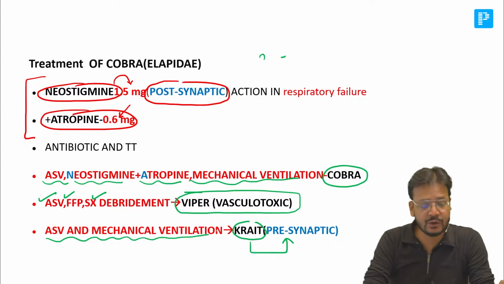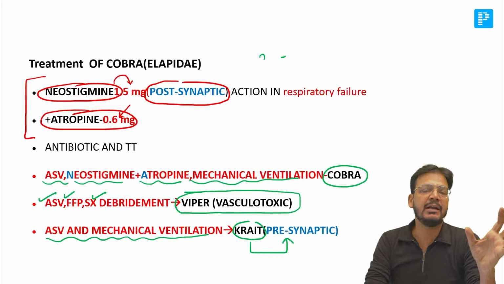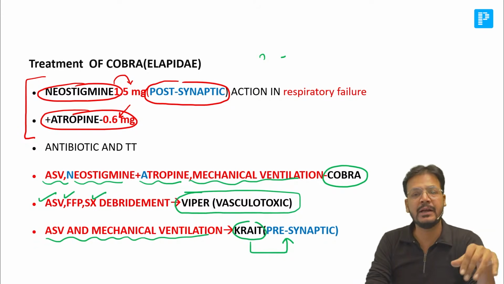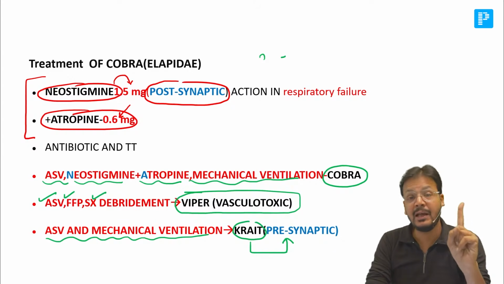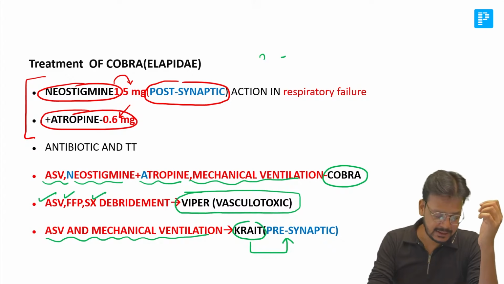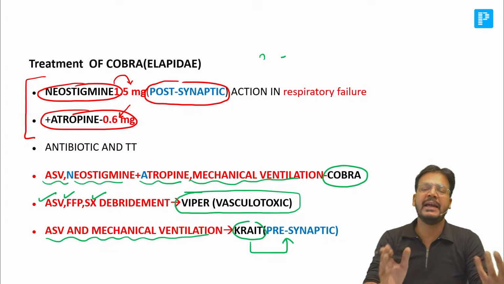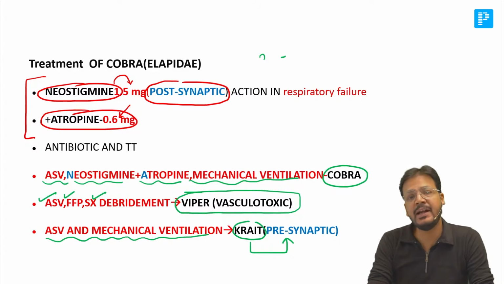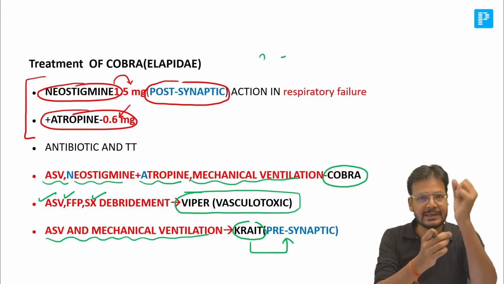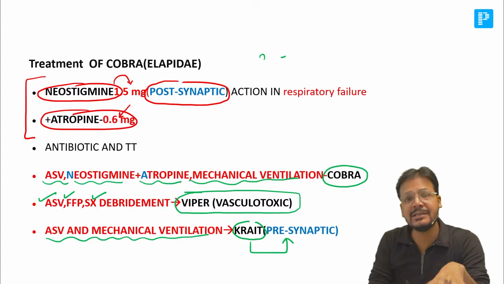Again, I'm emphasizing the point. In cobra bite, we give ASV, mechanical ventilation, neostigmine and atropine. Atropine is just to counteract the side effects of neostigmine, and neostigmine and cobra venom both act post-synaptically. As I told you, my dear friend, viper is vasculotoxic. We give ASV. If there is very severe bleeding, we give fresh frozen plasma and surgical debridement. That's very important. But in krait, because krait venom acts presynaptically.